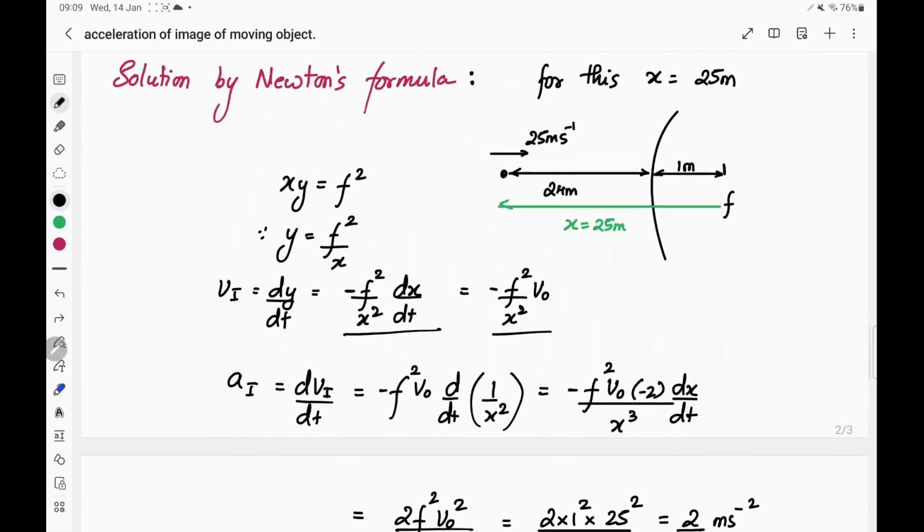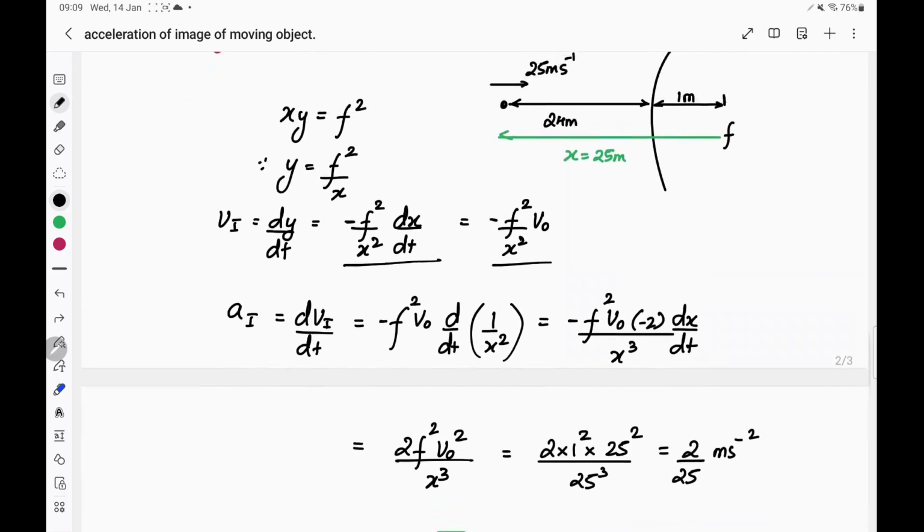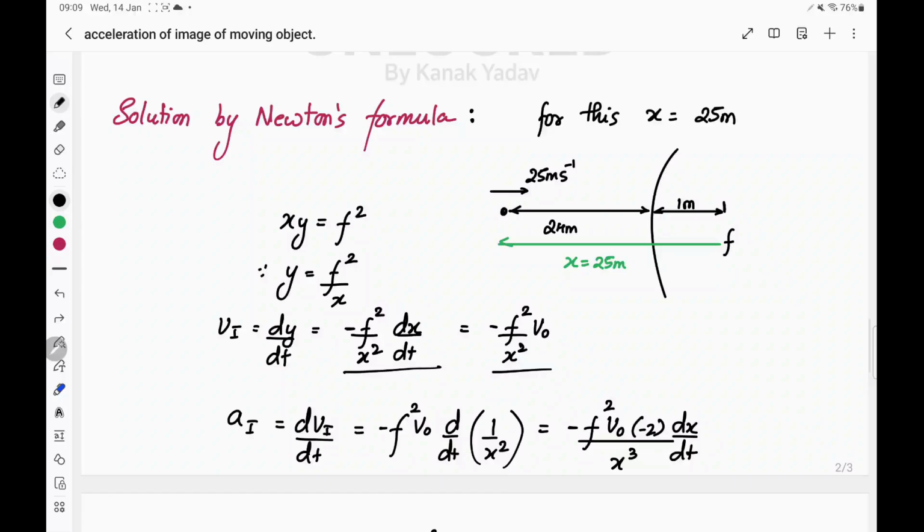So in Newton's convention, we did not at all have to first find velocity. You could directly differentiate it, and the acceleration differentiation was very easy in Newton's convention. So kindly practice Newton's conventions.